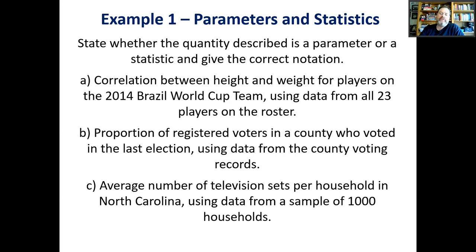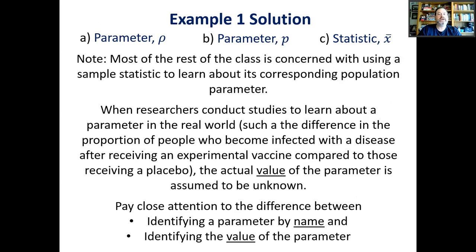Part C, average number of television sets per household in North Carolina using data from a sample of 1,000 households. Here we're told it's a sample, and it says average. So if it's a sample and it's an average, that means it's a mean, and the notation for a sample mean is X bar, right? So it is a statistic.